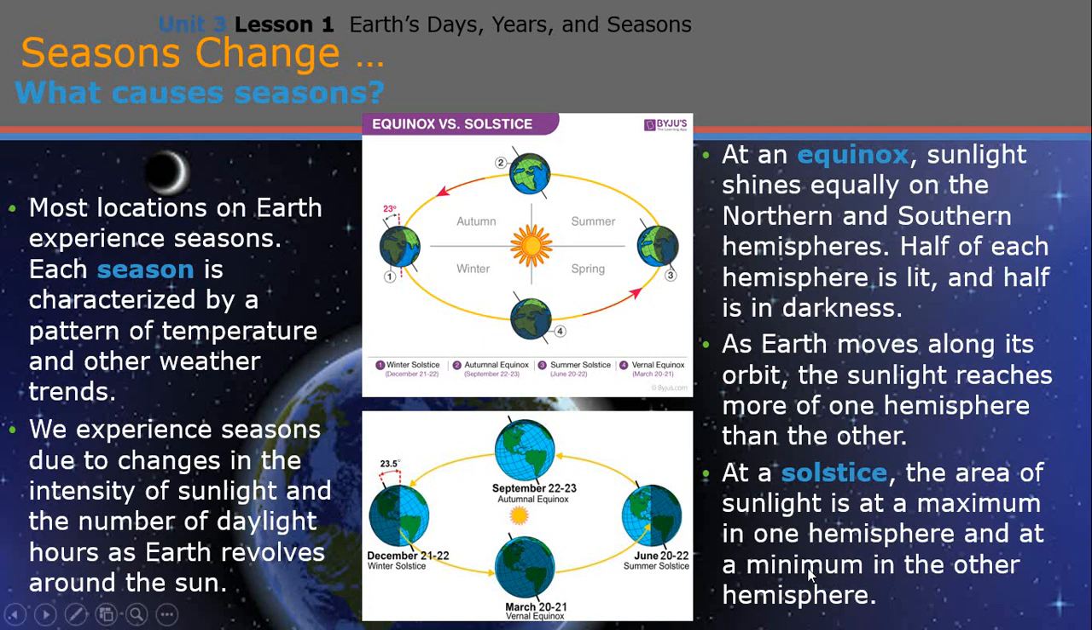Okay, so at a solstice, the area of sunlight is at a maximum in one hemisphere and at a minimum in the other hemisphere. So a solstice marks the concept of having a lot of sunlight on one hemisphere and a lot of darkness on the other. So it's not equal sunlight and darkness anymore. It's not like the equinox. It's the opposite side of the story.